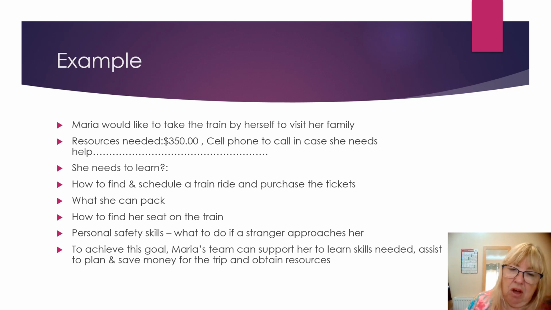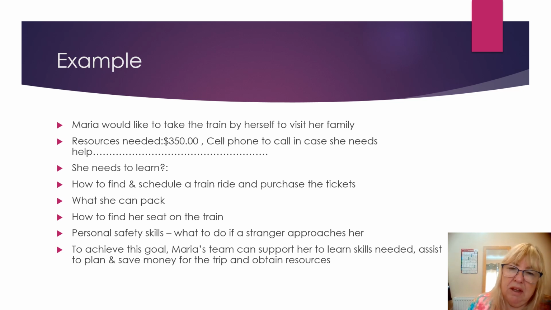To achieve these goals, you can support her to learn the skills needed by doing little bits at a time. It might be taking her on short train journeys and practicing some of these things with her. And then you can help her to plan and save up the money she needs. Where does she get her money from? Does she get pocket money? Does she get benefits? Can she put a bit aside? So these are the things that you think about with her.